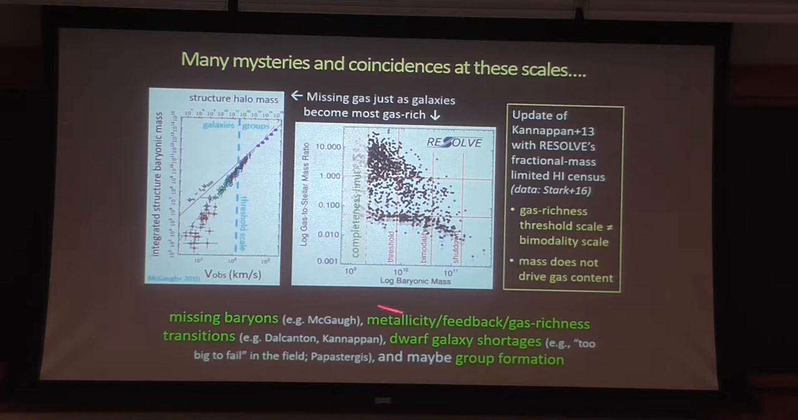It's also been tied not only to gas richness, but even earlier it was tied to metallicity and to feedback changes in galaxies. It's essentially the emergence of the dwarf regime. And it's also tied to dwarf galaxy shortages, for example, too big to fail in the field. You've seen work by Papastergis based on the ALFALFA survey. And maybe also group formation. So I have a question.